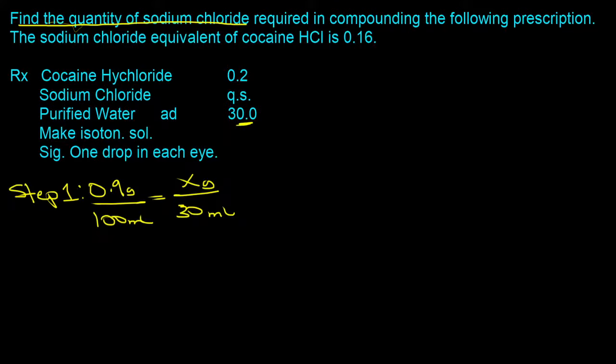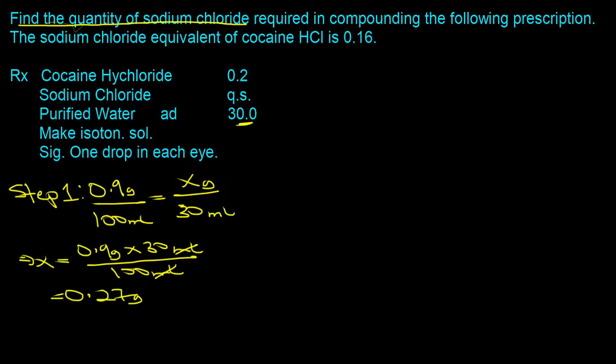Once we identify that, we will subtract the contribution of the components in there, and that will give us the difference. So we can solve for x here. X is equal to 0.9 grams times 30 milliliters divided by 100 milliliters. Milliliters cancel out, and this gives 0.27 grams. So if you had nothing else in there but sodium chloride, you would need 0.27 grams or 270 milligrams of sodium chloride to make this volume isotonic.